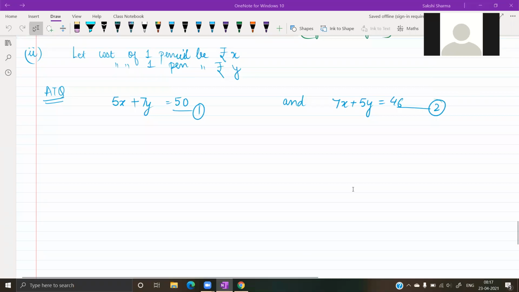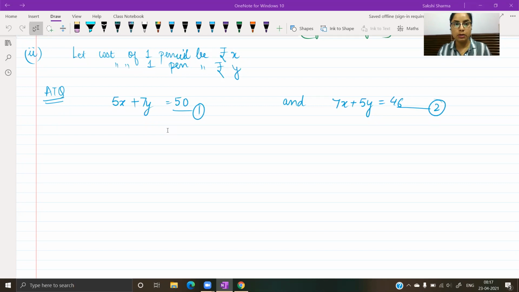We were doing exercise 3.2. This is question number 1, second part. You're given that a person buys some pencils and some pens and the total amount is given. Based on that, we have to find out the cost of one pencil and one pen.